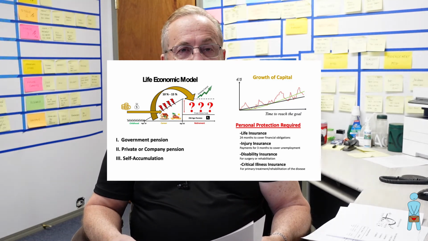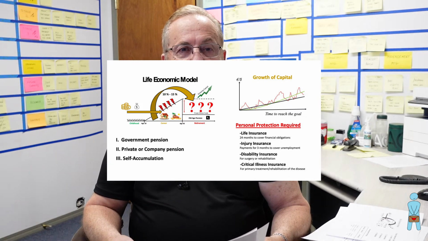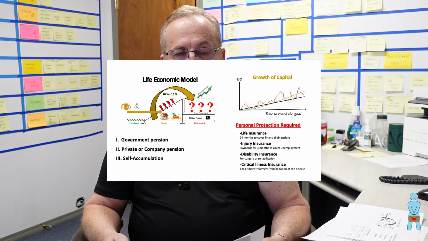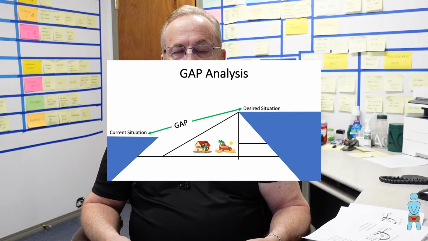And then finally, critical illness. If you were to face a critical illness, do you have enough insurance to protect you for a more extended period in which you aren't generating income? Okay, so what we do now is we superimpose on top of the economic model the gap analysis.